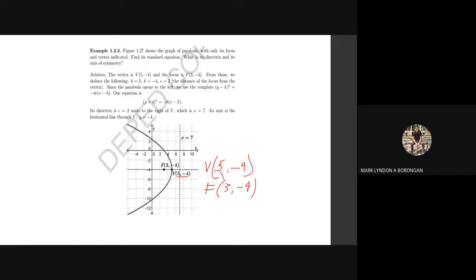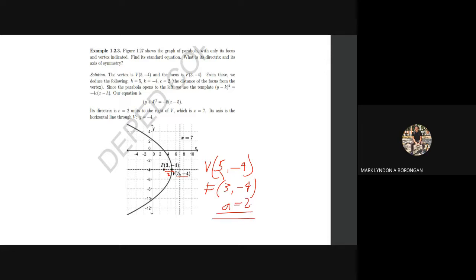So what is the distance between 5 and 3? From the vertex, count 1, count 2, and you reach the focus. This means the distance is 2. So our focal distance is equal to 2.